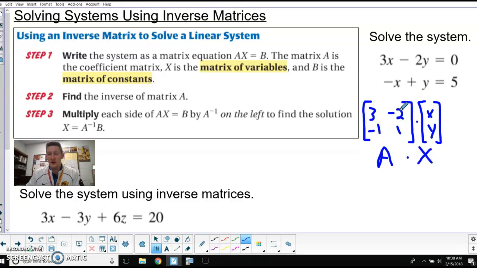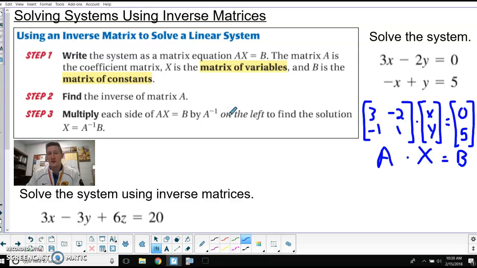What's going to happen then too is if you multiply these, remember you take a row times a column. So you'd be taking 3 times x plus -2 times y. Well, 3 times x plus -2 times y is 3x minus 2y. And then -1 times x plus 1 times y is -x plus y. That's what we got down here. Now that's equal to another matrix. When you multiply 2 by 2 times 2 by 1, you're going to end up with 2 by 1. So hopefully that matrix multiplication makes sense. And over here, this is matrix B. We're going to put the constants that we got on the other side of each equation. So it's 0 and a 5.